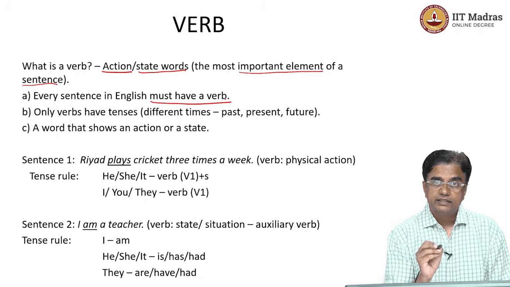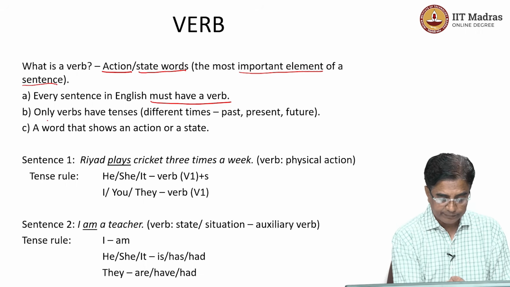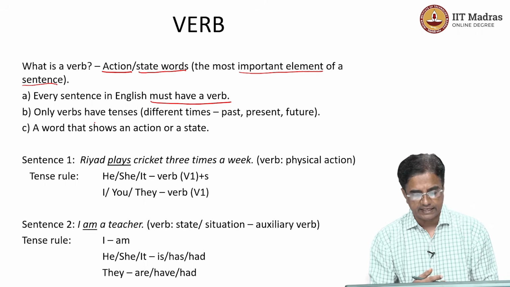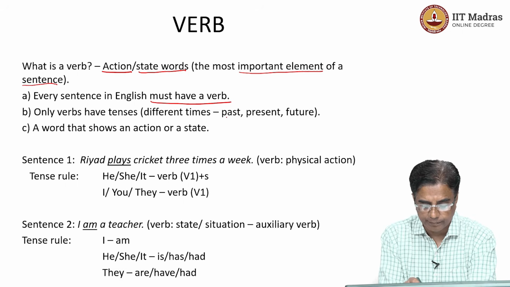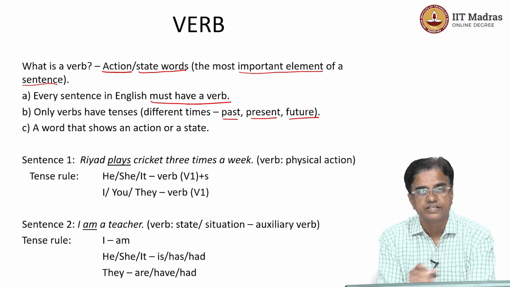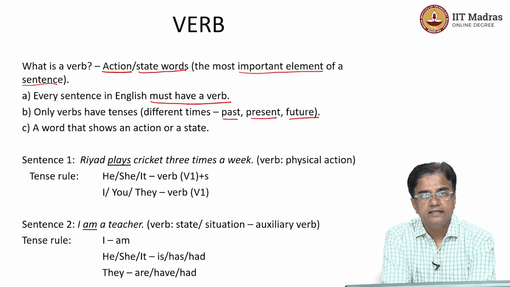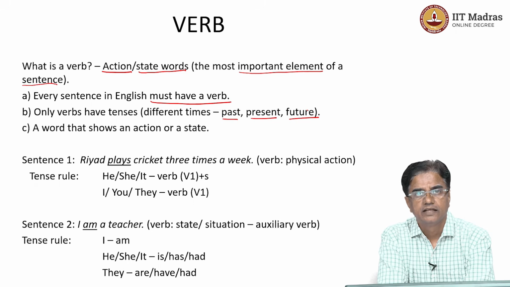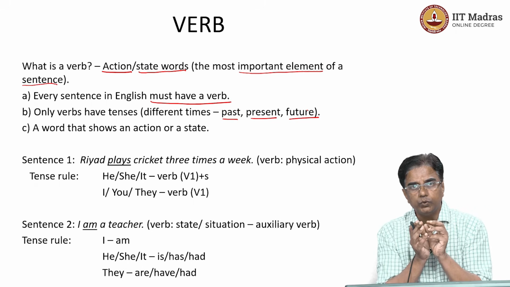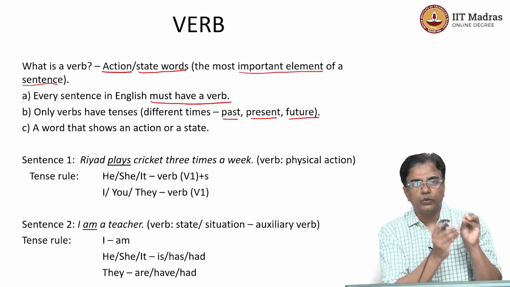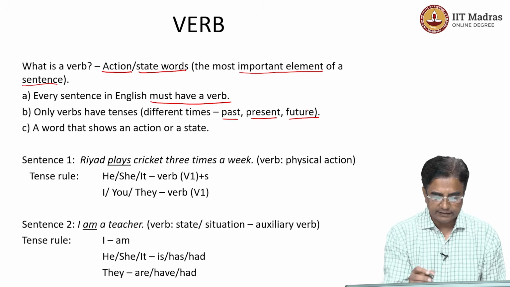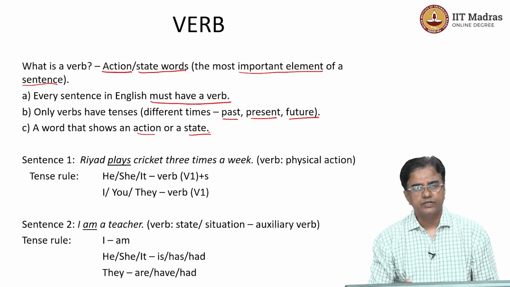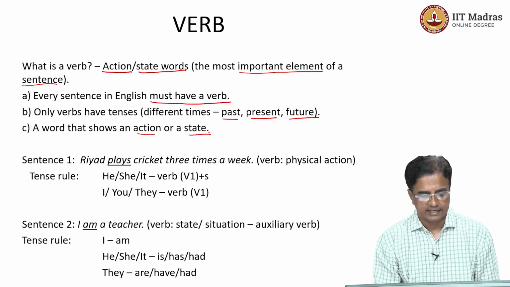And the second thing that we know about them is only verbs carry tenses. You may have heard about tense, like we have past tense, present tense, future tense. The elements that indicate time appear only on the verb. And as we said, a verb is a word that shows action or a state. So let's look at an example to understand that.